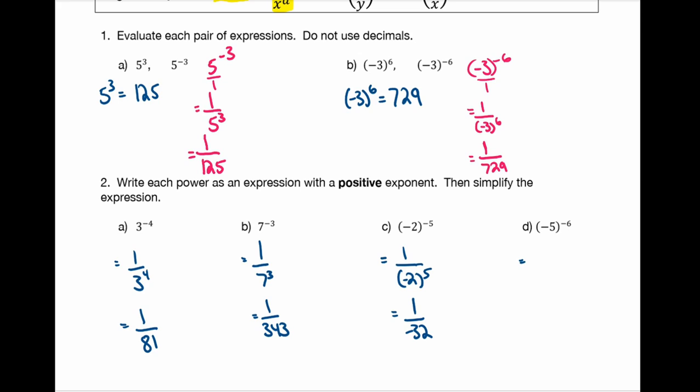For D, same idea. Flip it, because it's a whole number, it's over 1, so it becomes 1 over negative 5 to the power of 6, which becomes positive. I can evaluate just the bottom on my calculator and put it under 1. So negative 5 to the power of 6, 15,625. And I put that on my denominator, or the bottom part of my fraction. So I've expressed them as a positive exponent, and then I've evaluated or simplified them.